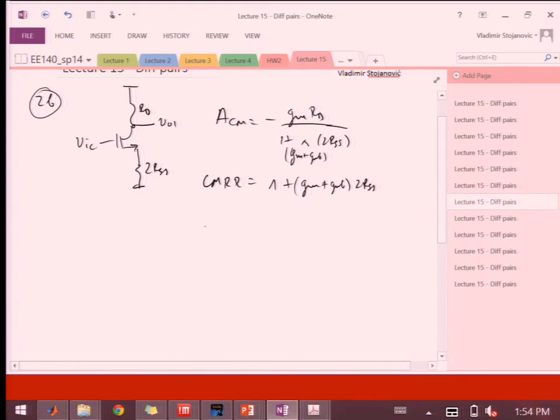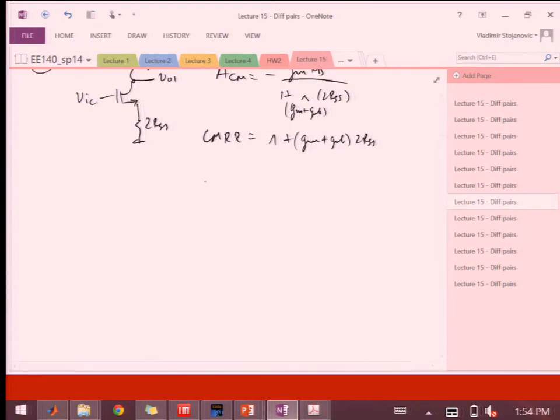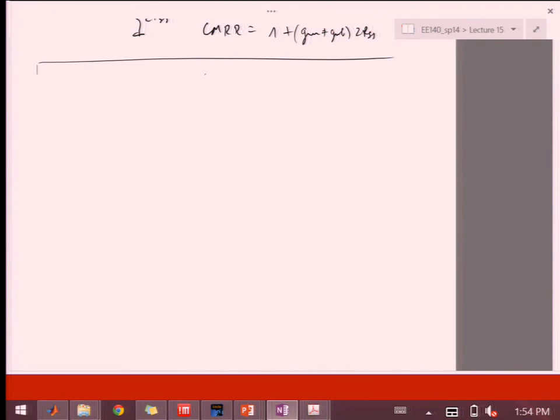So how else can we load the diff pair if we don't want to use resistors? Active? Well, there are several ways. So let's do an active one. One would be with what?